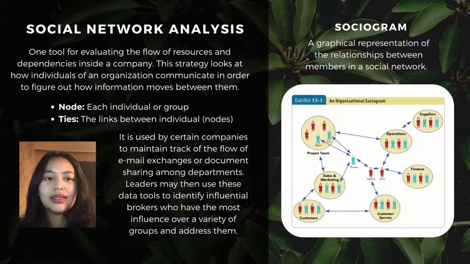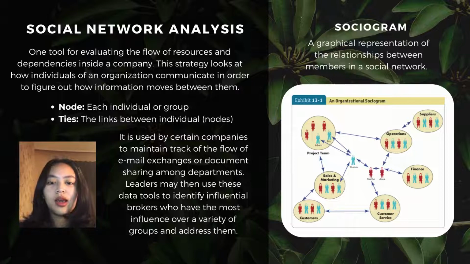Next, we're going to discuss social network analysis. It is one of the tools for evaluating the flow of resources and dependency inside the company. This strategy looks at how individuals of an organization communicate in order to figure out how information moves between them. Each individual or group inside a social network, or relationship between people who share professional interests, is referred to as a node, and the connections between nodes are referred to as ties. Nodes are considered to have strong links when they communicate and transfer resources frequently.